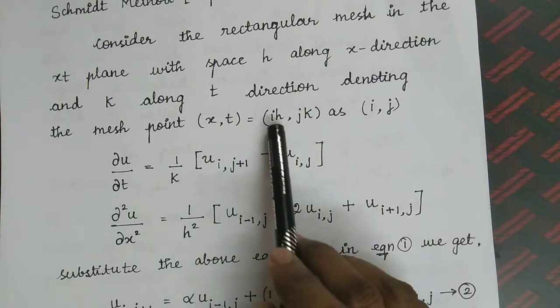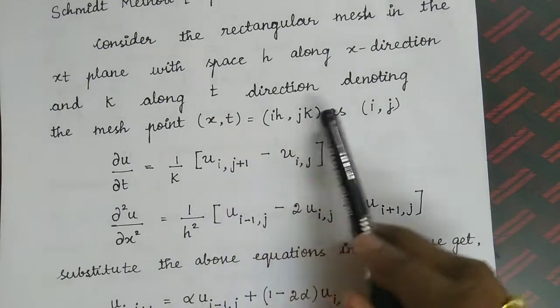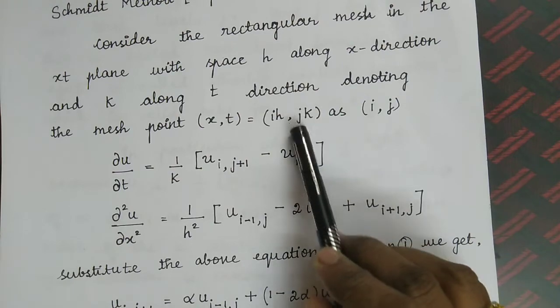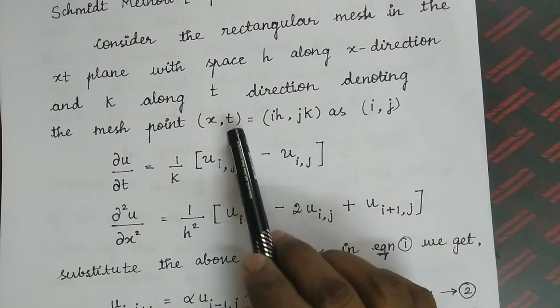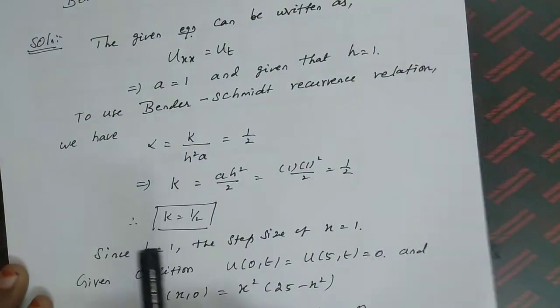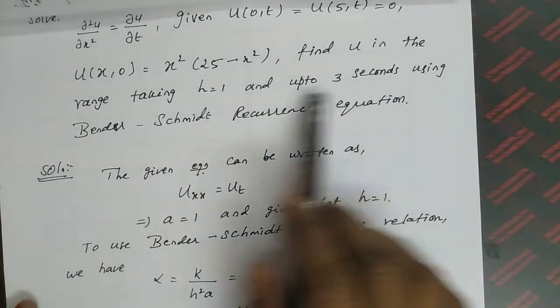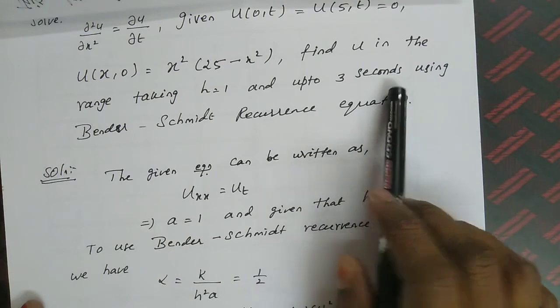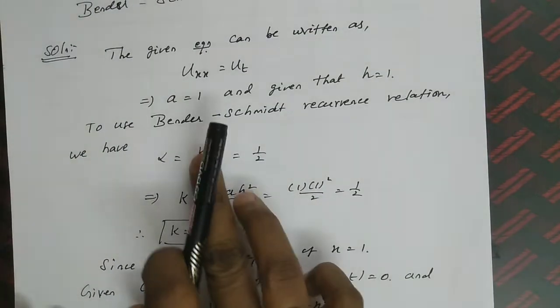So x takes the i h and t takes this j k. So it's understood that j k is for the t direction, so k is for the t direction. So look at our question. In the question, the k value is not given directly. So if that is the case, we are supposed to take alpha equal to 1 by 2.